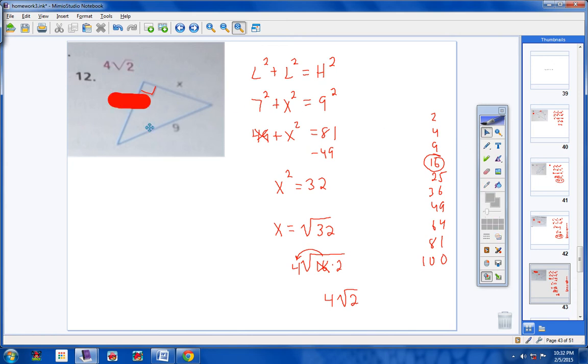Now the square root of 2 cannot be simplified because none of these numbers will go into 2 evenly. In fact, why do I even have 2 here? That's totally incorrect on my list of perfect squares. That's pretty funny, actually. 2 should not be there. So if you copy this list down, please take that 2 off.